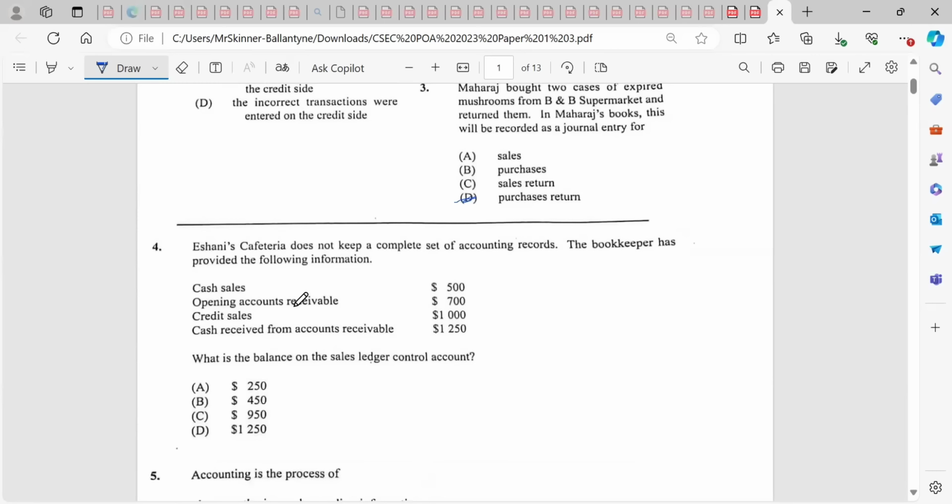Ishani's cafeteria does not keep a complete set of accounting records. The bookkeeper has produced the following information. What is the balance of the sales ledger control account? Somebody was actually asking about a question like this earlier, right? Is B? I'm going to do the calculation for the people who don't know how to do it.